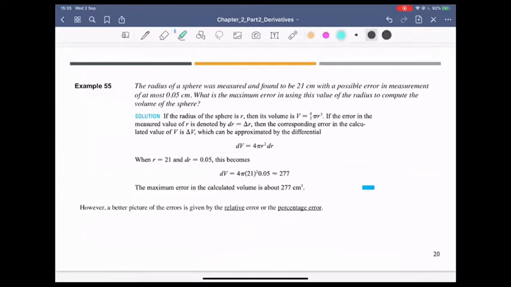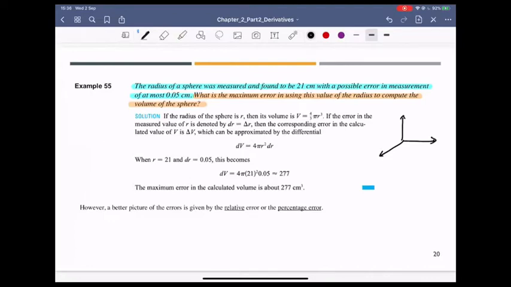The radius of a sphere was measured and found to be 21 centimeters, with a possible error in measurement of at most 0.05. The question is, what is the maximum error in using this value of the radius to compute the volume of the sphere? So you know that you have a sphere.